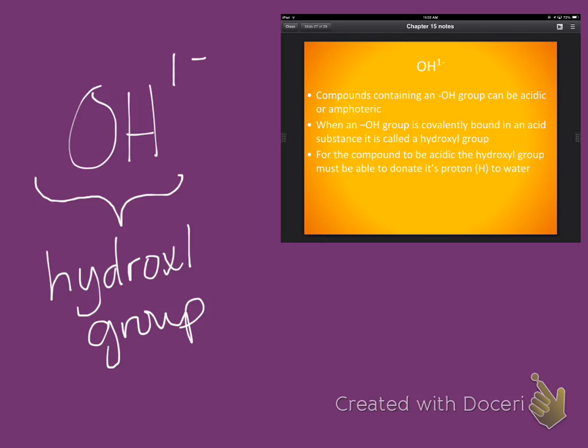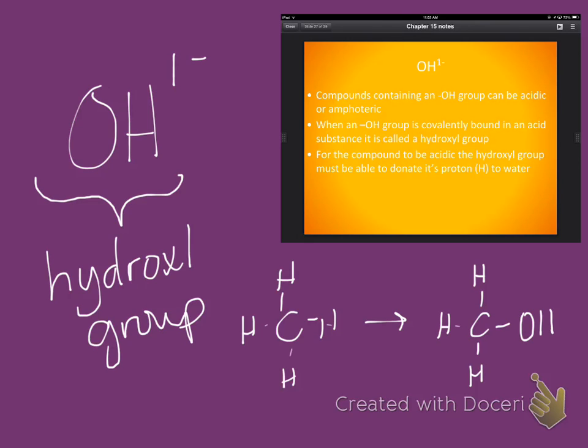So for instance, we can take methane, add a hydroxyl group, and we get methanol. Methanol is an alcohol. It's methyl alcohol. So we can take ethane, add a hydroxyl group, we get ethanol. That's ethyl alcohol. So OH groups produce compounds known as alcohols.